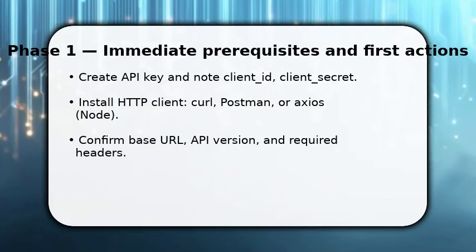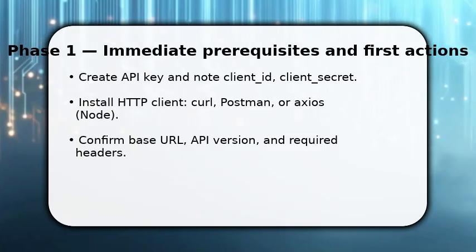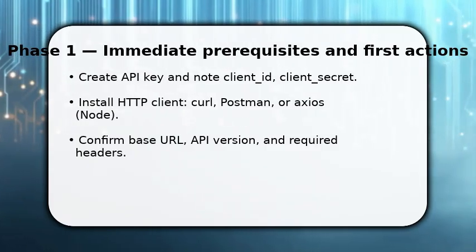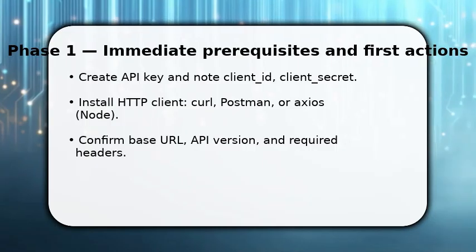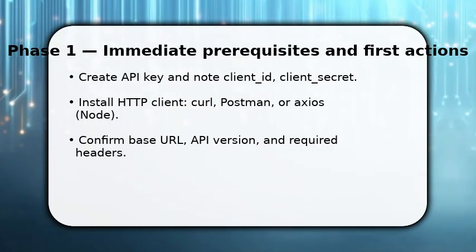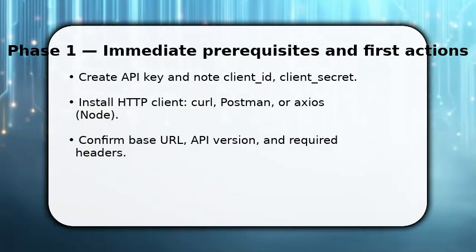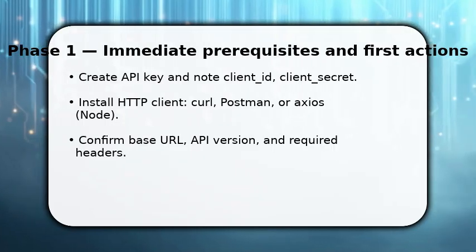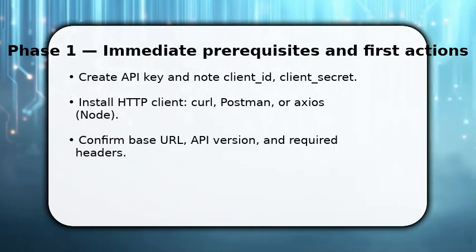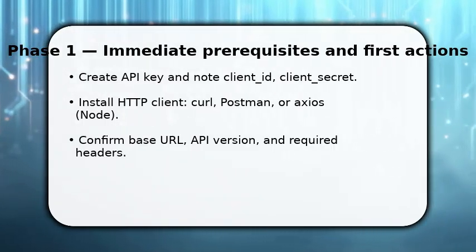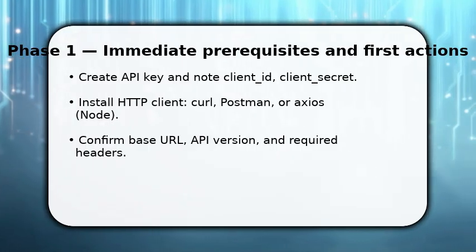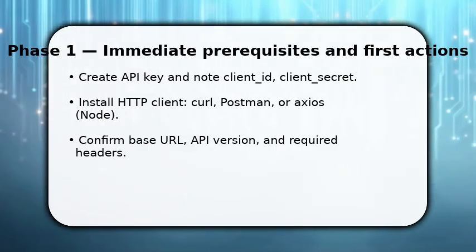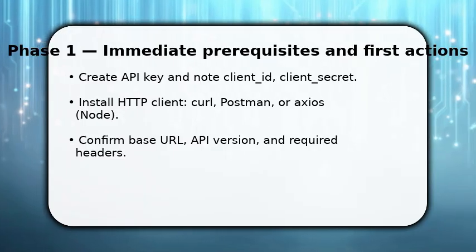You begin with essentials. Register, get your API key, and secure client ID plus client secret. Once you have credentials, set up an HTTP client: curl for quick tests, Postman for inspection, or Axios in Node. Then configure base URL, version, and headers like authorization and content type. Make a simple GET to /health or /status to validate connectivity. This verifies keys and network.